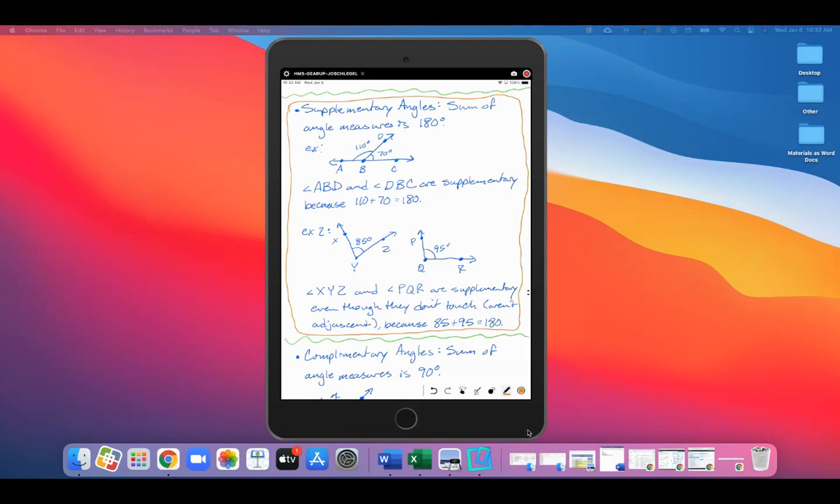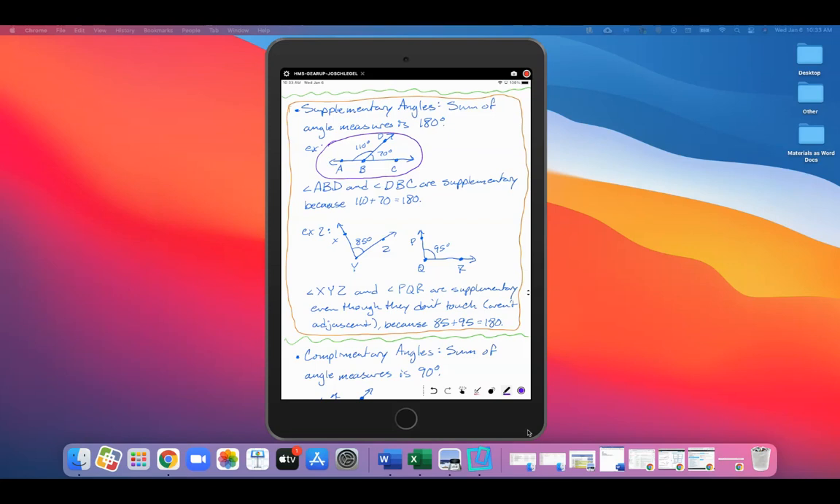So our first thing today is this idea of supplementary angles. Supplementary angles have a sum of angle measures that is 180 degrees. In the purple, if we look at this example that I circled in purple, we have angle ABC and angle DBC are supplementary because 110 plus 70 is 180. So when I add their angle measures together, it makes 180. That means that they are supplementary.